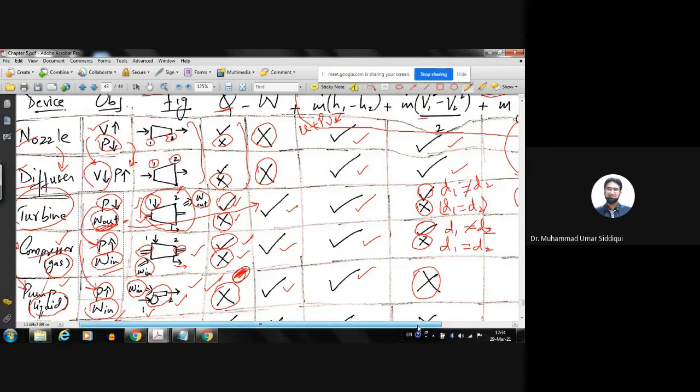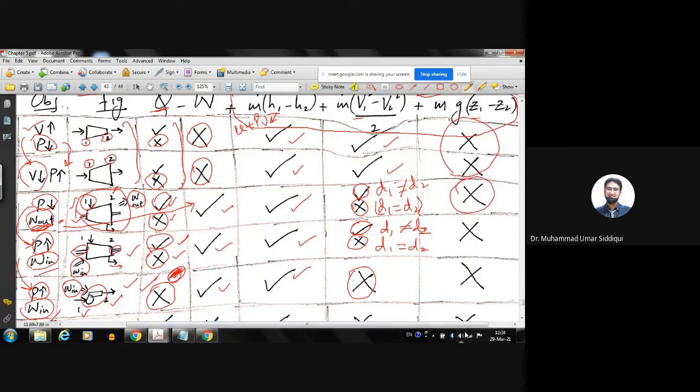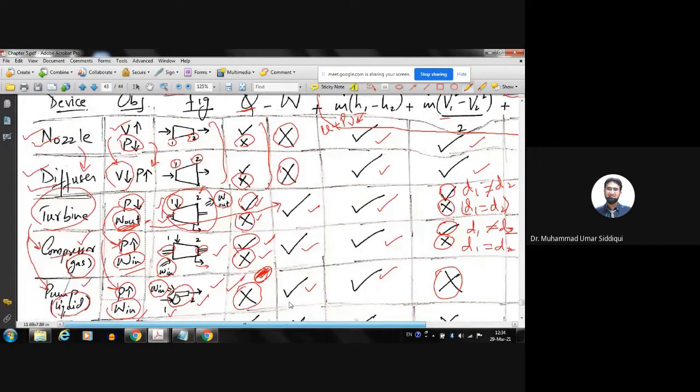And obviously the potential effects are also neglected. Why? Because most of these devices are placed horizontally, and between inlet and outlet the elevation difference is almost negligible, so we can just ignore the potential effects. So this is the application of the first law of thermodynamics over turbine, compressor, and pump.